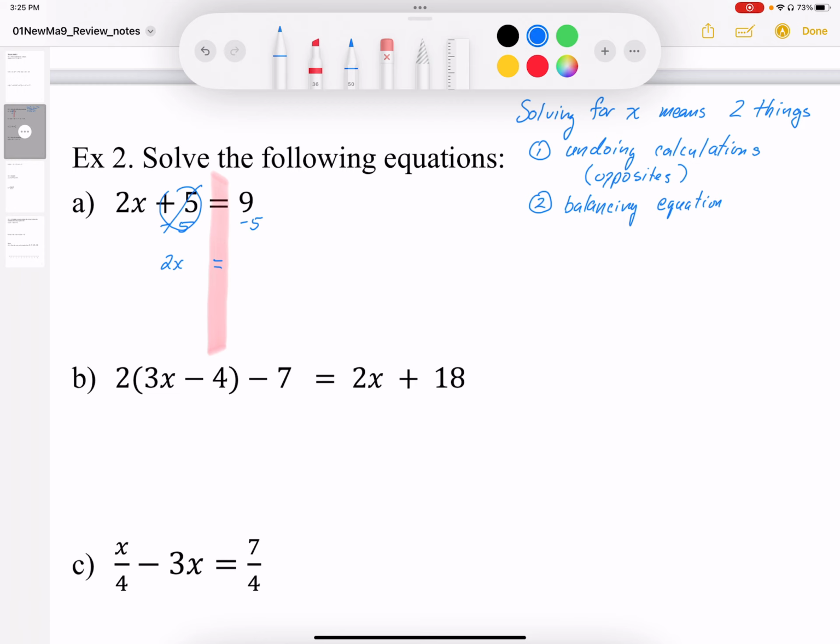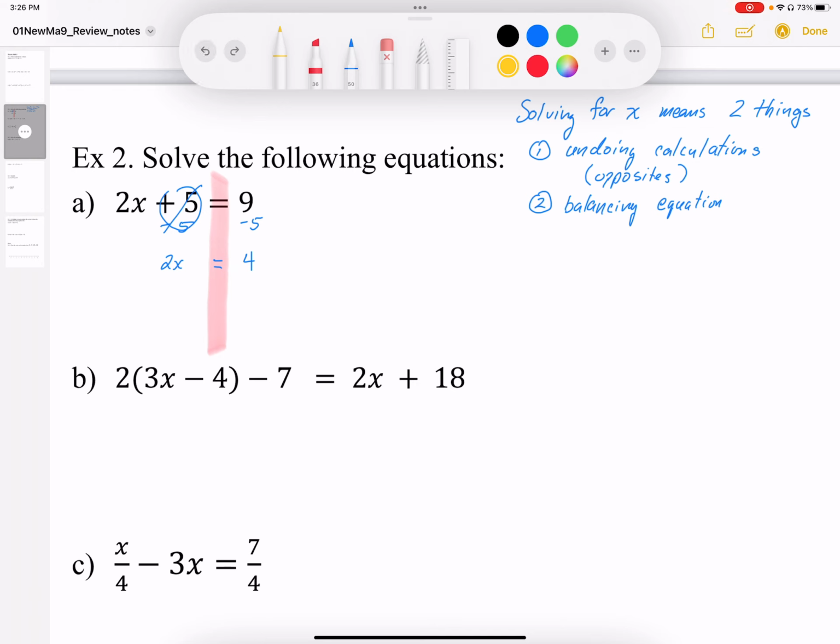And I have to make sure I account for everything on the right-hand side. I'm going to do 9 minus 5. And I'm going to do the calculation vertically. So 9 minus 5 equals 4. So the equals to the calculations are all vertical. This equals here means balance, and that's very important that we understand that equals as balance and not the answer to some calculation.